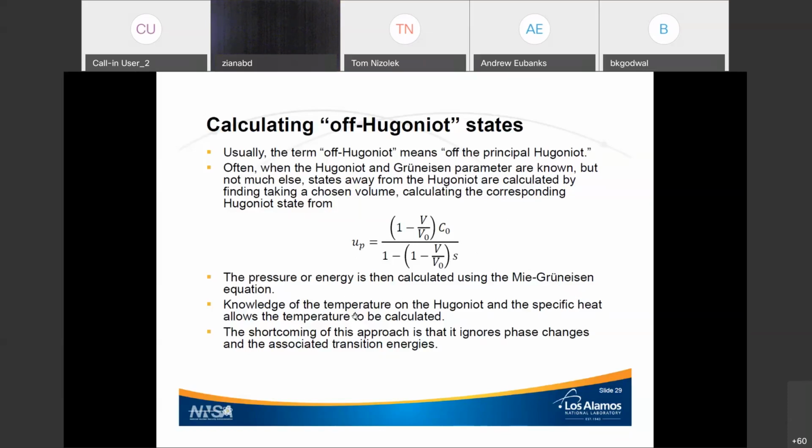Again, if you knew the temperature on the Hugoniot and you knew the specific heat, you could calculate temperature as well. As I pointed out, a shortcoming of this approach for lots of materials is that it ignores phase changes and the associated energies that go into those phase changes.